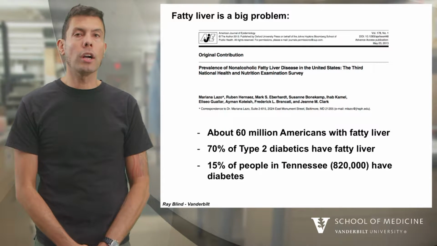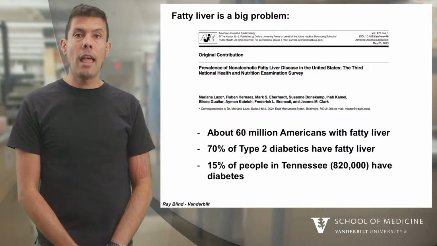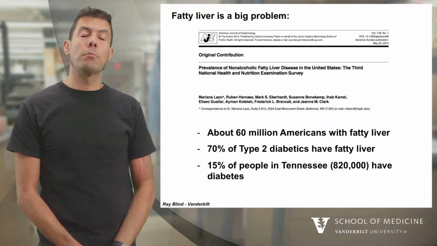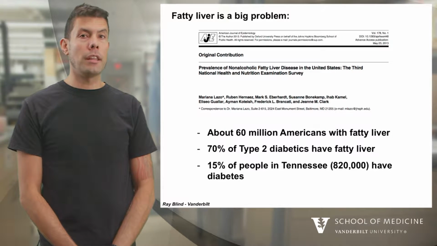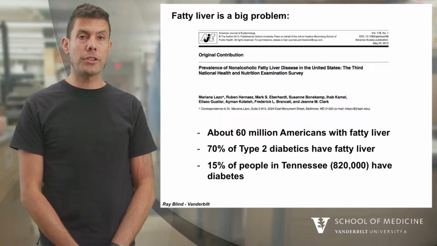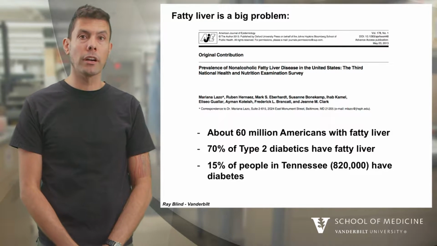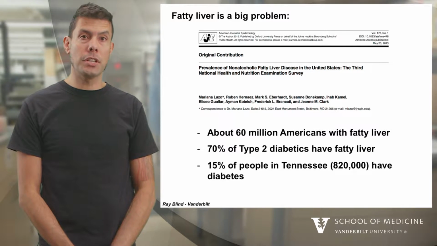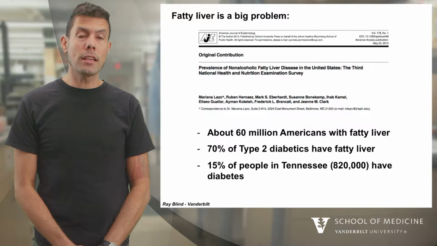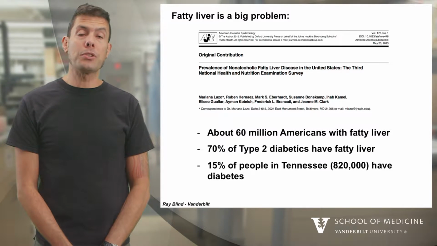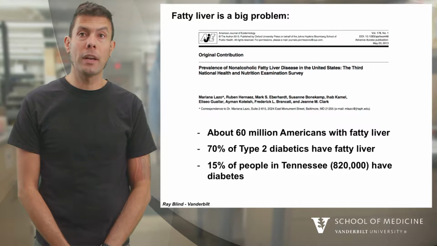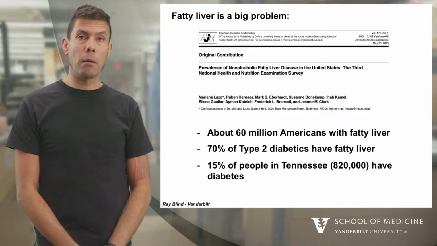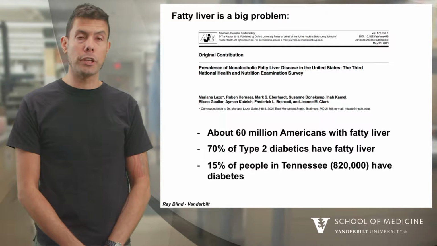So the problem that we work on in the lab is fatty liver, and it is actually a huge problem, particularly in the United States. Recent epidemiological studies show that about 60 million Americans are afflicted with fatty liver to some degree or another, and 70% of type 2 diabetics have this fatty liver disease. Particularly in Tennessee, where Vanderbilt is located, 15% of the total population, or 820,000 people, have diabetes. So fatty liver itself is actually a huge problem for Tennessee and Nashville.